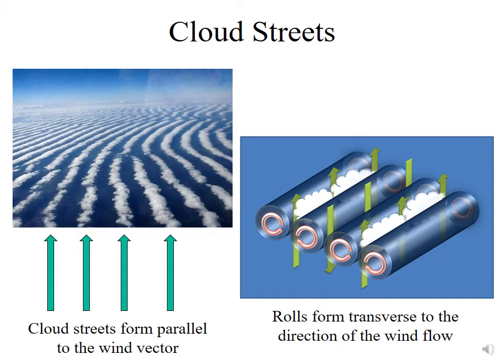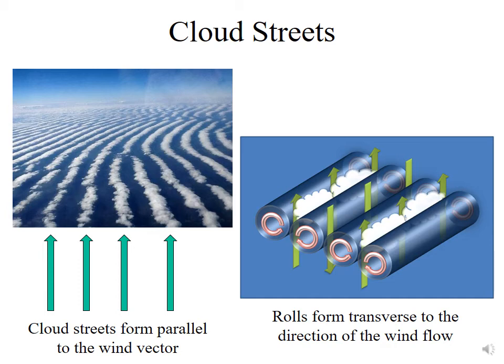So, talking a little bit about the organization of clouds, on the left we have a beautiful picture of cloud streets. And you can see why they're called cloud streets, because they have these linear features in their nature. One of the factors associated with these cloud streets is that they form parallel to the wind vector. So in this case, the wind is moving from the observer out away from the observer, with a slight curvature associated with that.